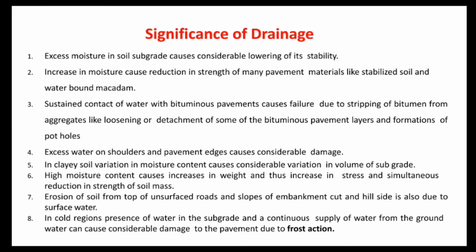The formation of waves and corrugations in the flexible pavement is due to poor drainage. It causes failure due to the stripping of the bitumen from the aggregates. Mud pumping is due to the presence of water in fine subgrade soil. Excessive water on the shoulders and pavement edges causes considerable damage to the pavements.